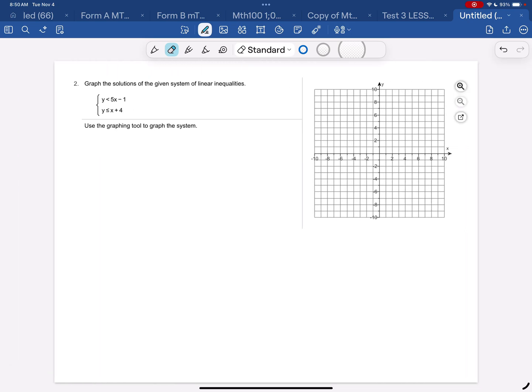Number 2, graph the solutions of the given system of linear inequalities. Now this time I want to make a note that this is a dashed line, because look, there's that less than, and this is a solid line. So the first one, y equals 5x minus 1. I'm going to use the equal because I'm just doing the line. I have a slope of 5 and a y-intercept of -1.